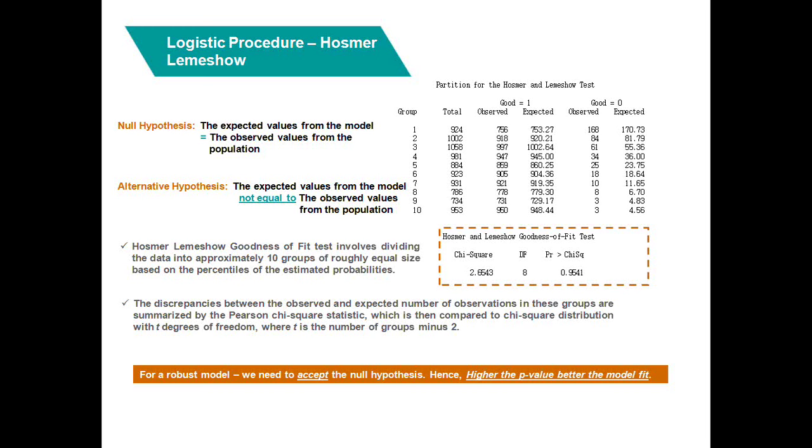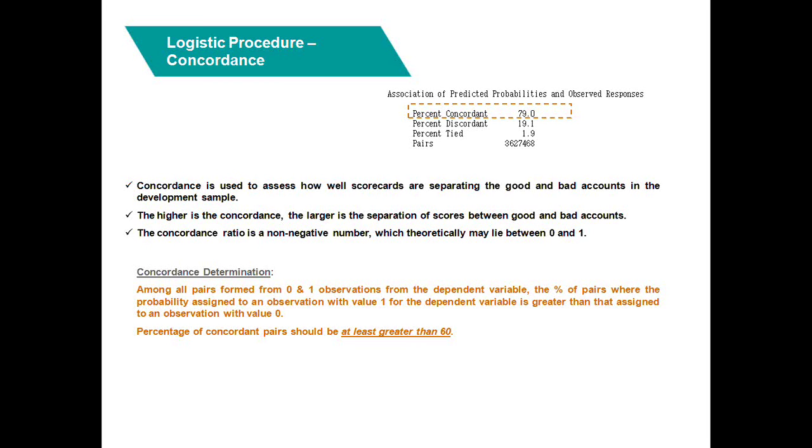The Hosmer-Lemeshow goodness of fit test involves dividing the data into approximately 10 groups of roughly equal size based on the percentiles of estimated probabilities. For the discrepancies between the observed and expected number of observations, we use the Pearson chi-square statistic and we test whether we are able to predict the same expected values as observed or not. So the better the p-value, the better the test and the better the model.